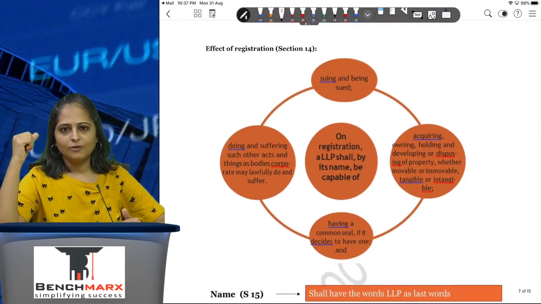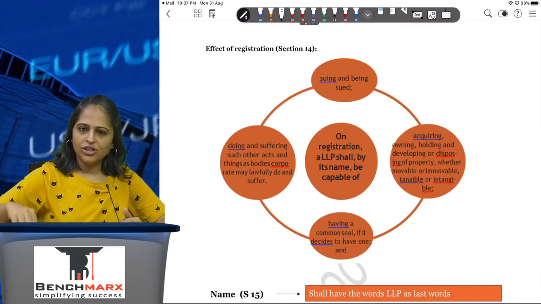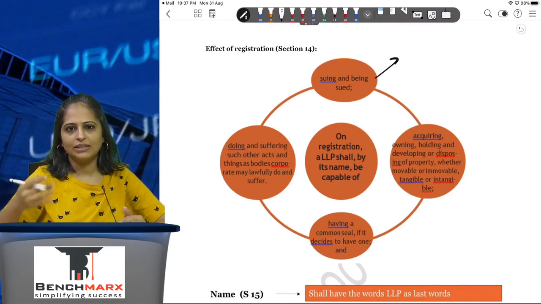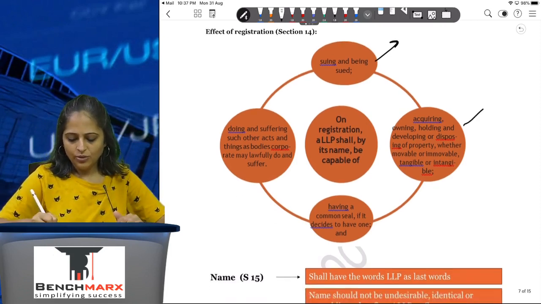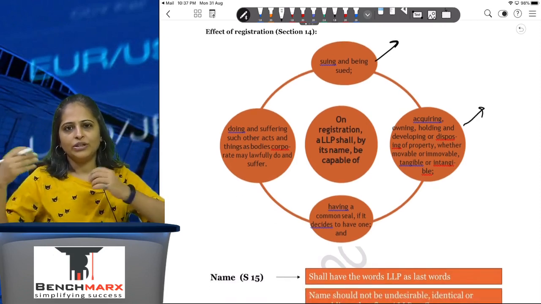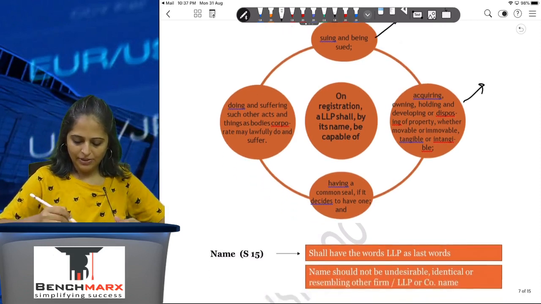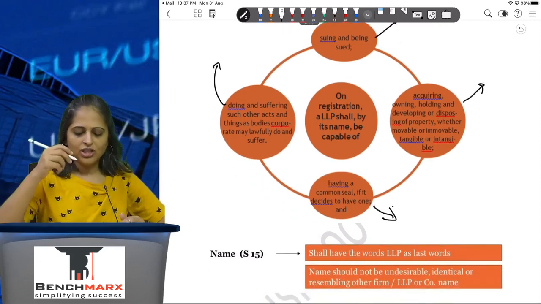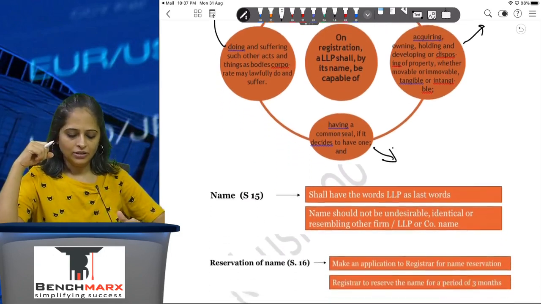Again, what are the effects of registration of LLP? You can now be sued, and you can sue someone else, basically in the name of the LLP. You can acquire, own, hold property, you can transfer property in the name of the LLP, you can have a common seal if you decide to have one, and you can do such other acts as a body corporate can do.